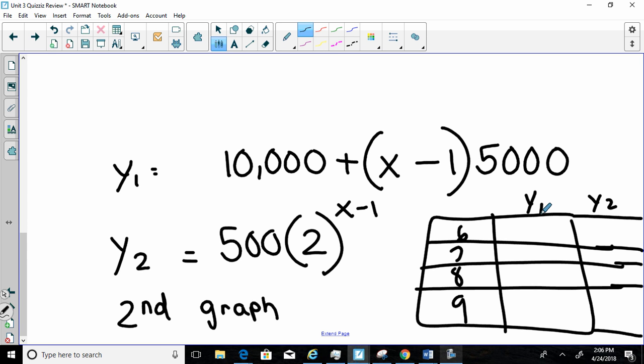Does that make sense? When you look at it, 8 is the first number where the second one is bigger than the first one. So that 8 would be your answer.